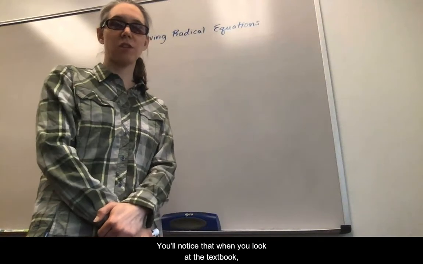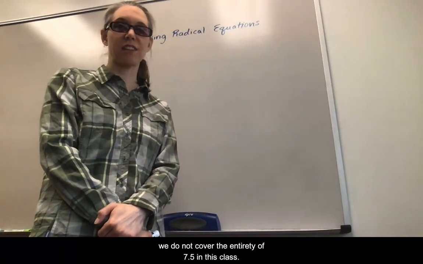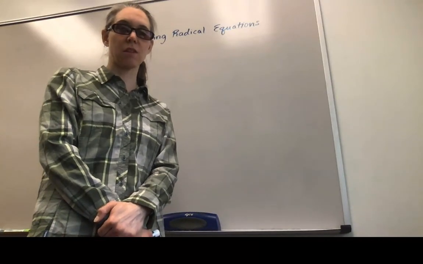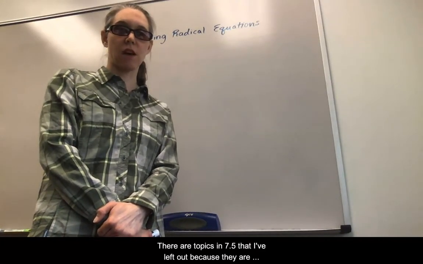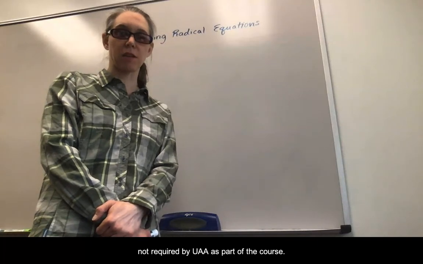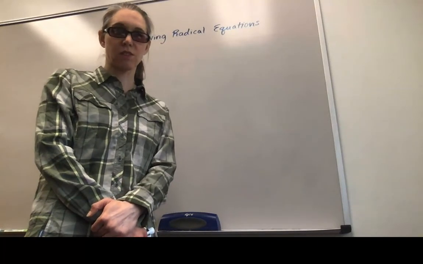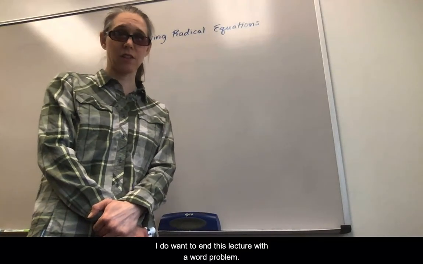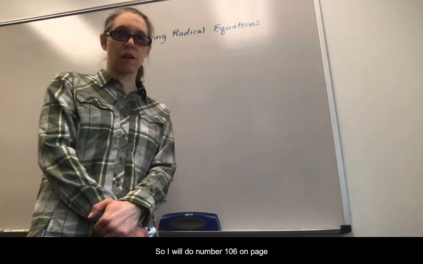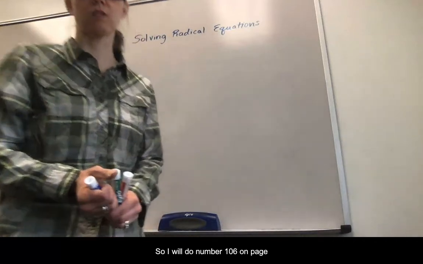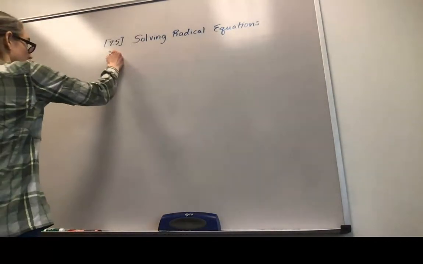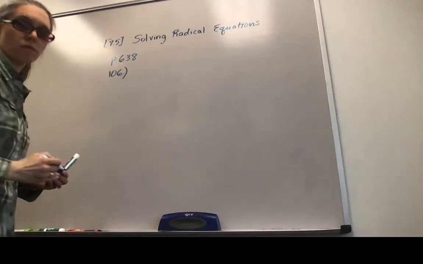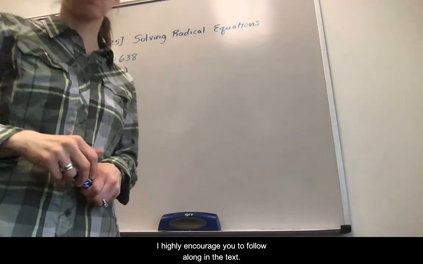You'll notice that when you look at the textbook, we do not cover the entirety of 7.5 in this class. There are some topics in 7.5 that I've left out because they are not required by UAA as part of the course. So that's a good thing. It makes 7.5 easier. I do want to end this lecture with a word problem. So I will do number 106 on page 638. I highly encourage you to follow along in the textbook.